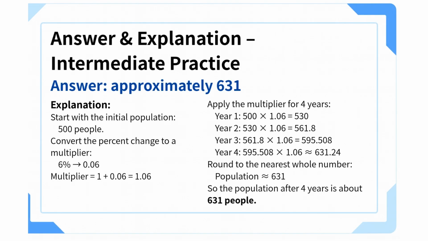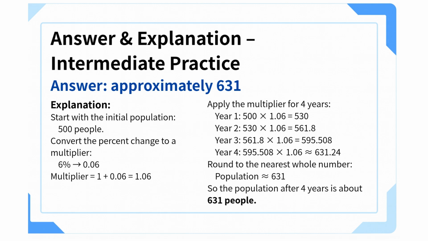Let's go through the solution step by step. We begin with the initial population, which is 500 people. Since the population grows by 6% each year, we first convert this percent into a multiplier. 6% is the same as 0.06, so the multiplier becomes 1.06. Next, we apply this multiplier repeatedly for 4 years.